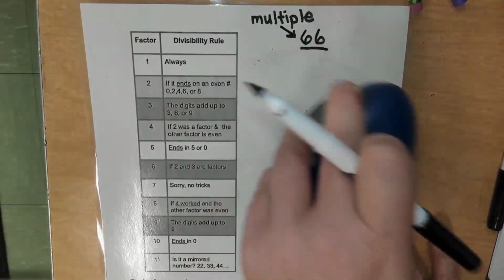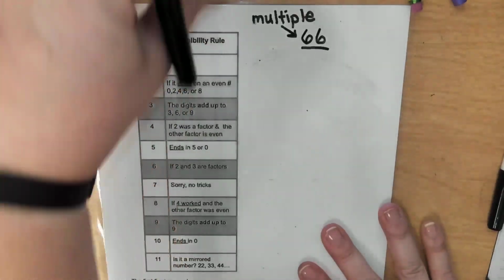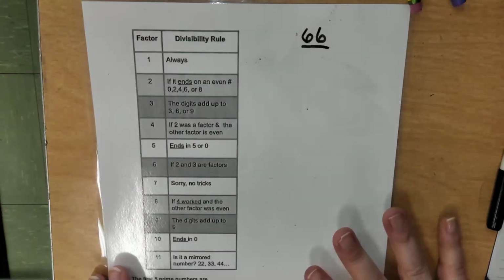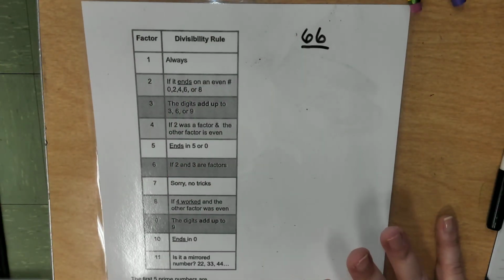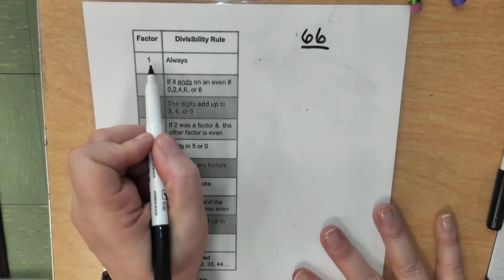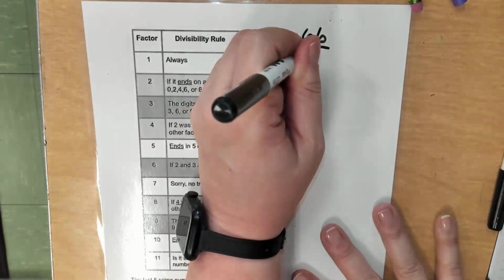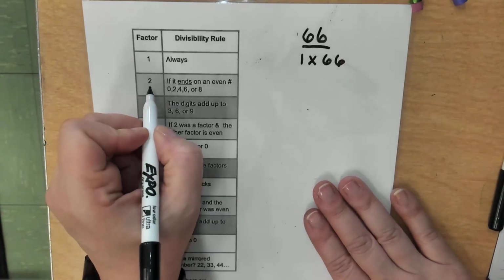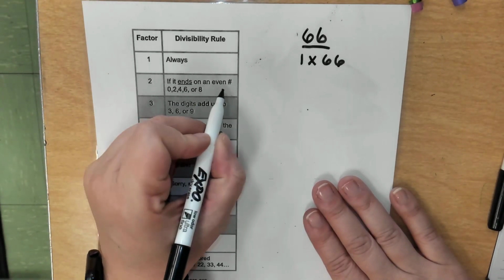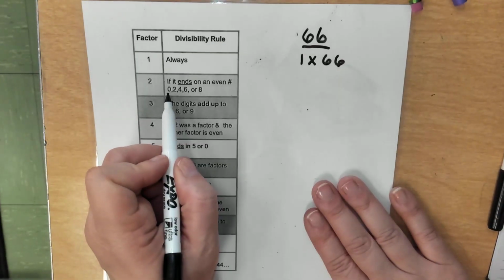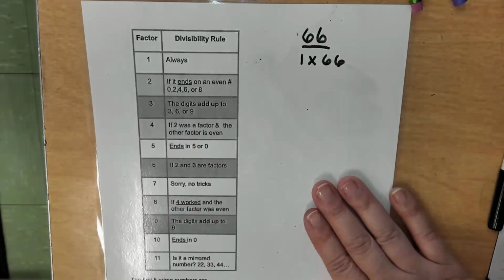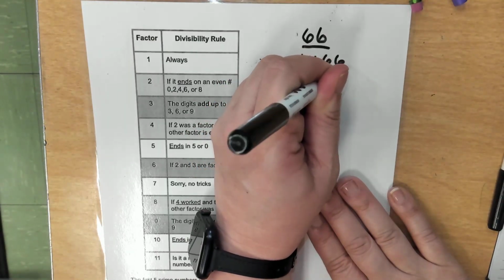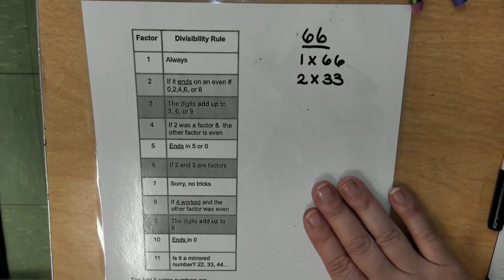So let me erase this, and we are going to go through my divisibility chart to help us determine our factors. Let me go over the rules quickly. 1 will be a factor always. You can always do 1 times that number. 2 will work if the number ends in an even number. Even numbers end in 0, 2, 4, 6, or 8. In this case, it is an even number, and I will tell you that 2 times 33 makes 66.